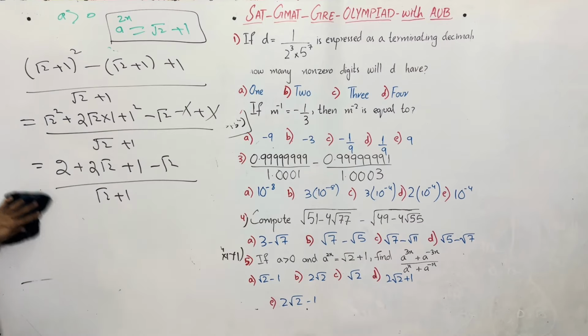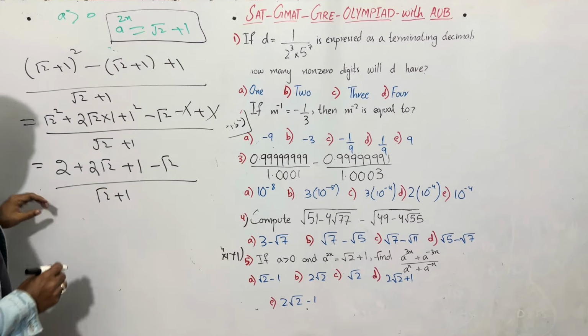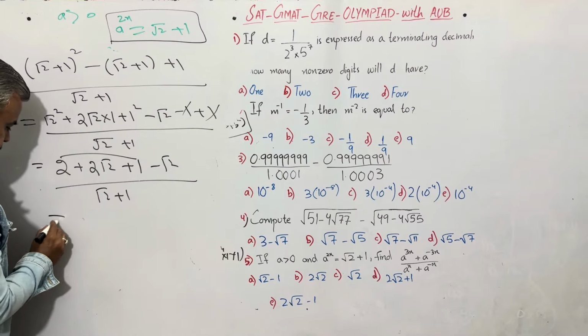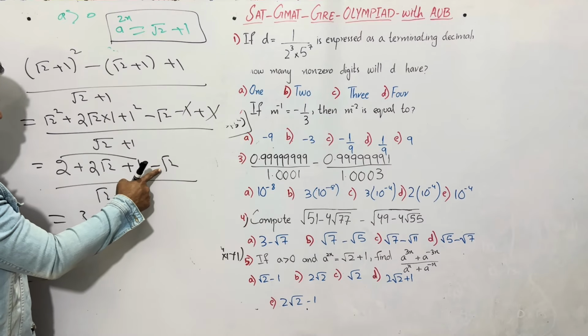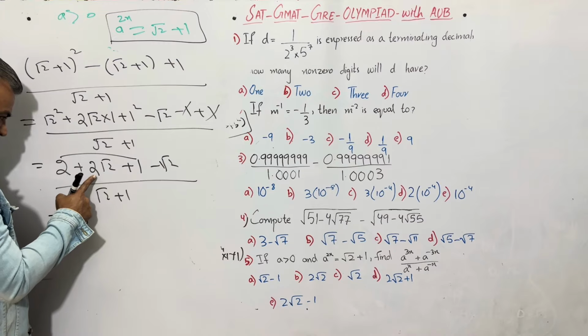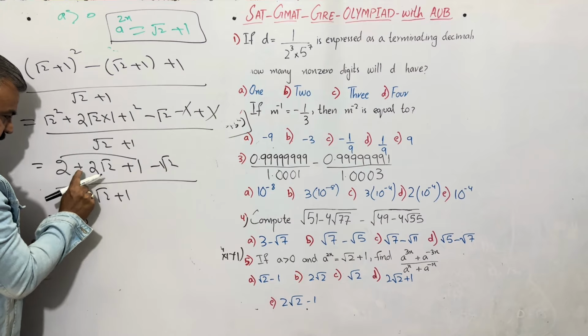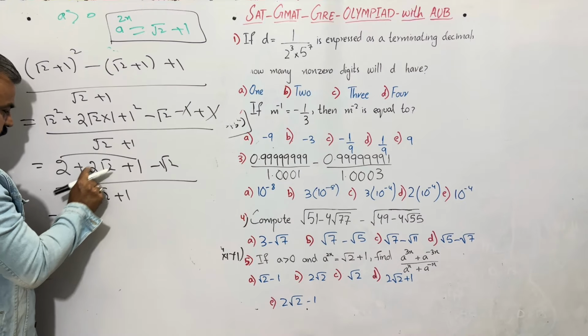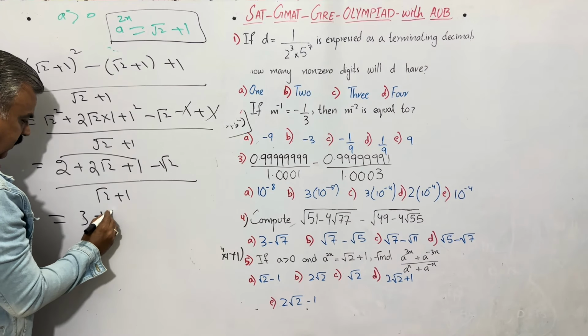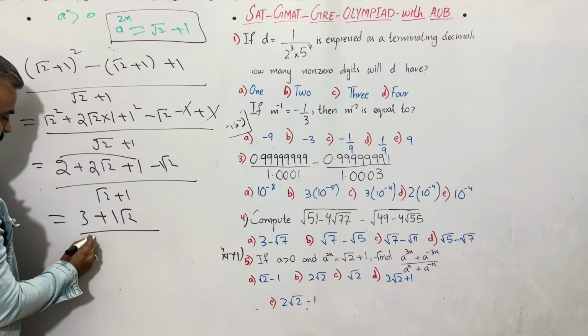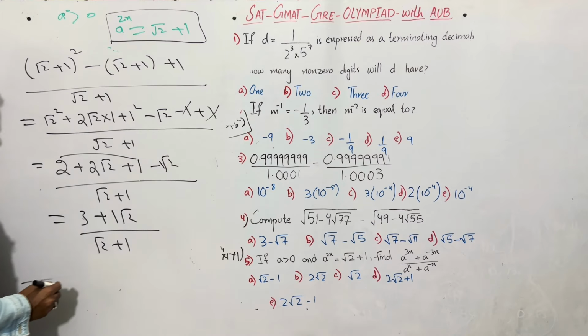Here again we have to take some trouble. 2 plus 1, it's 3. Add them up. That is 2 under root 2 minus 1 under root 2, like 2x minus x. 2 under root 2 minus under root 2. We are left with 1 under root 2 divided by under root 2 plus 1.